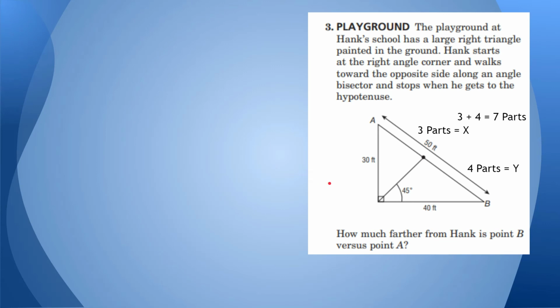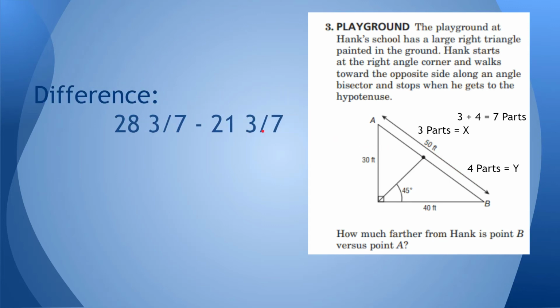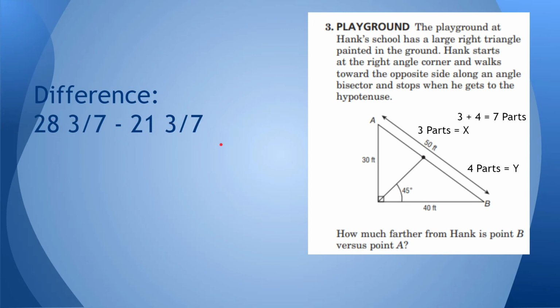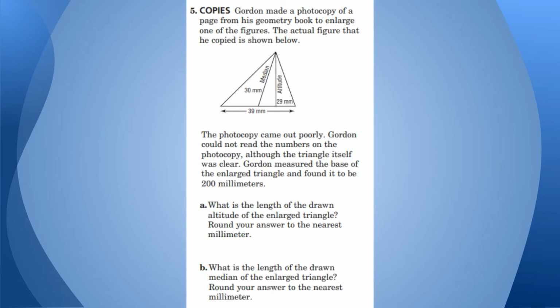Remember that we're not done. We're not done because we weren't just trying to solve for x and trying to solve for y. We were trying to solve for the difference. So the difference between the two, just like before, is done through subtraction. 28 and 3/7 minus 21 and 3/7 equals our real final answer, which matches our final answer from before, 7 and 1/7 feet. All right, next problem, guys.